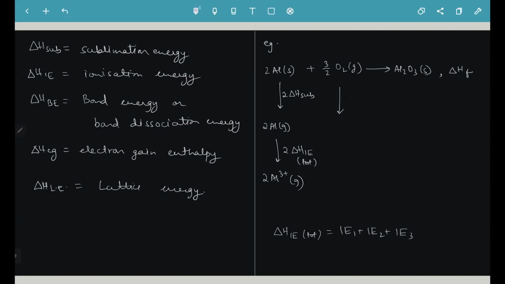Now the 3/2 O2 bonds will be broken to form 3 O. This will be 3/2 into delta H bond energy. And this will gain electrons to give oxide anions. This will be 3 into delta H Eg total.